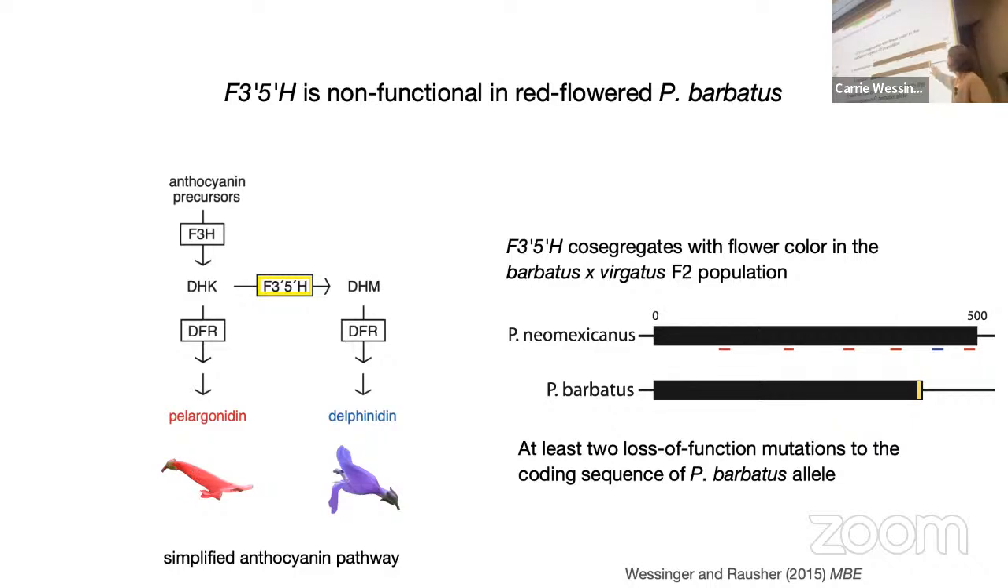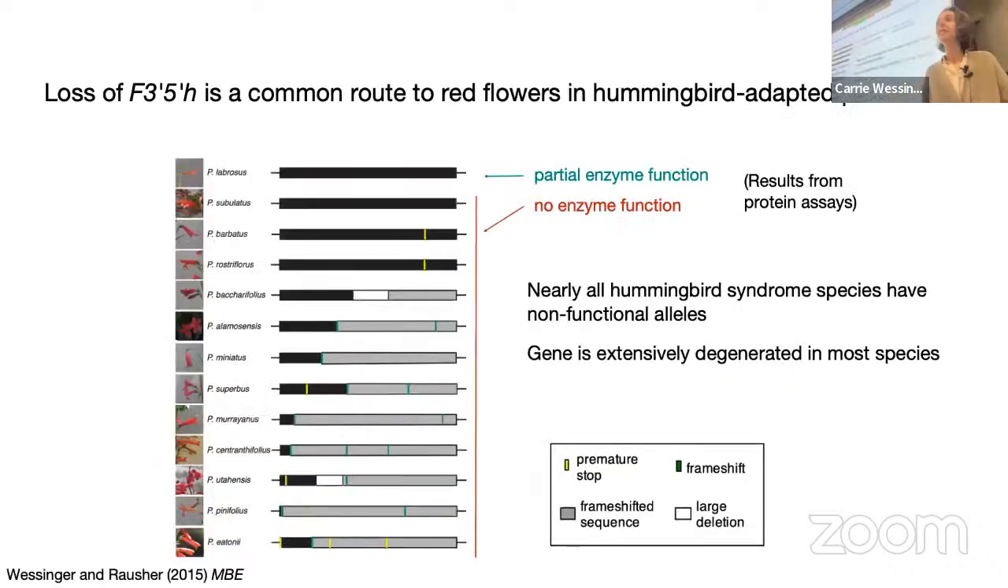One of these is a premature stop codon that truncates a heme binding domain, and this stop codon is sufficient to abolish enzyme activity. But when we reverse that stop codon through site-directed mutagenesis, we don't restore activity. So there must be another additional inactivating mutation elsewhere in the coding sequence. And it turns out that this type of loss of function mutation to F3' 5'H is a common route to red flowers in Penstemon.